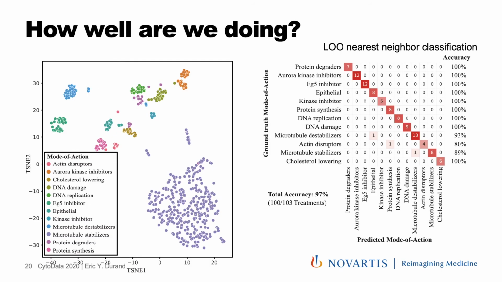How well is UMM discovery doing? Well, like MSNet, we achieve 100% accuracy on 9 out of 12 of the modes of action, and we do a very good job on the remaining 3, obtaining always above 80% accuracy. And we have a total accuracy of 97%.